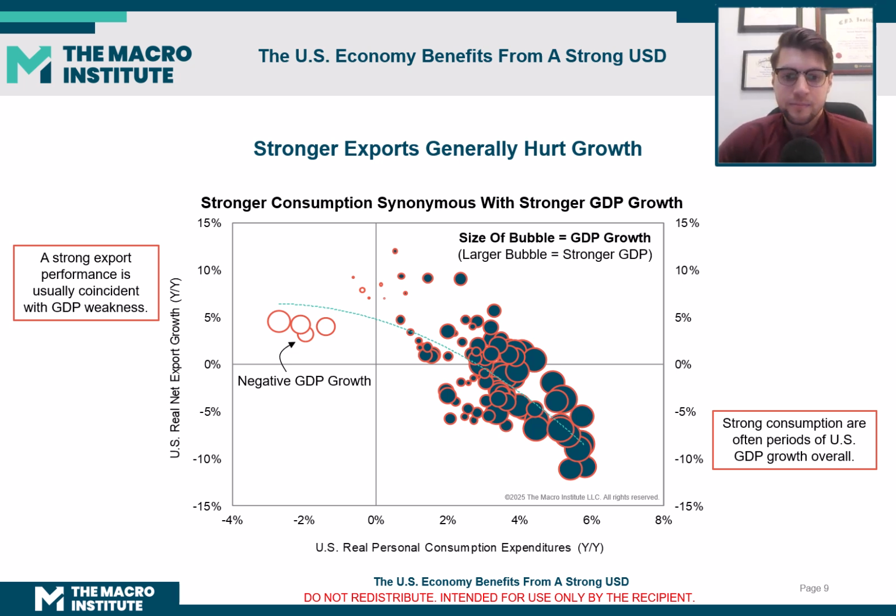Last thing I want to note, you might see that little group of 4 bubbles that aren't filled in on the left-hand side. Well, the non-filled in bubbles actually represent negative GDP growth. And what do those 4 instances have in common? Well, we actually have negative personal consumption growth and positive, each around 4 to 5% export growth.